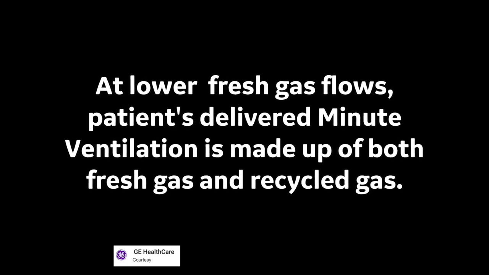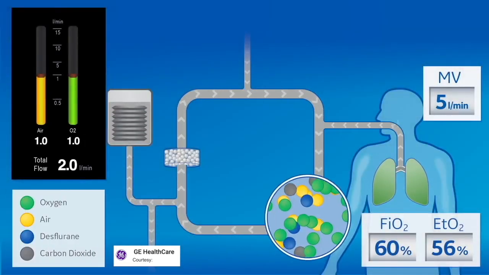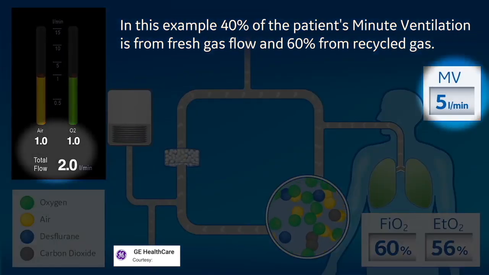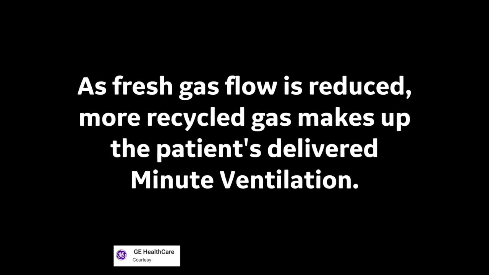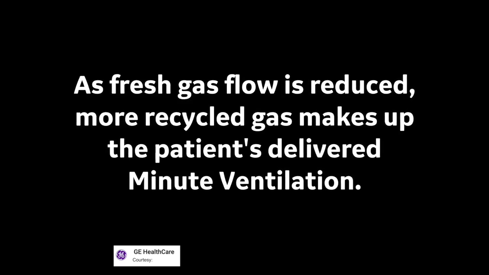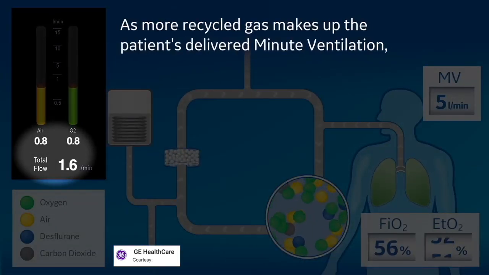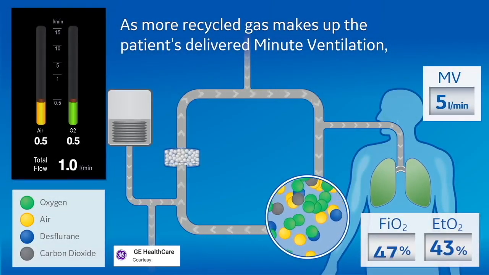At lower fresh gas flows, the patient's delivered minute ventilation is made up of both fresh gas flow and recycled gas. In this example, 40% of the patient's minute ventilation is from the fresh gas flow and the remaining 60% from the recycled gas: 2 liters from fresh gas flow out of a minute ventilation of 5 liters per minute. As fresh gas flow is reduced, more recycled gas makes up the patient's delivered minute ventilation.